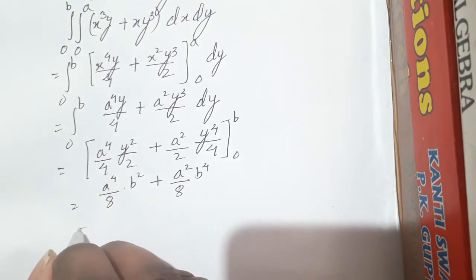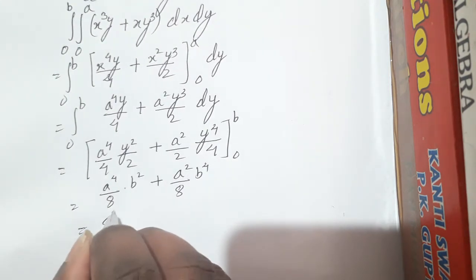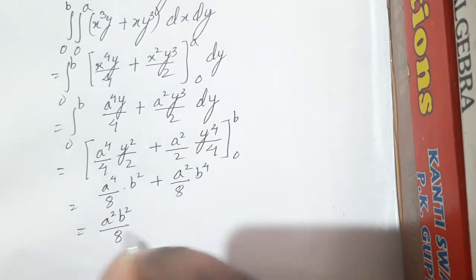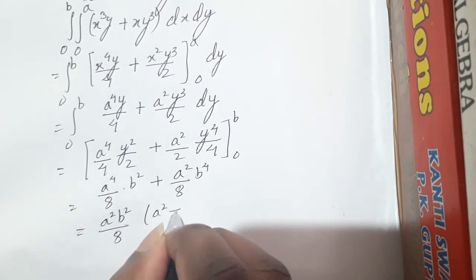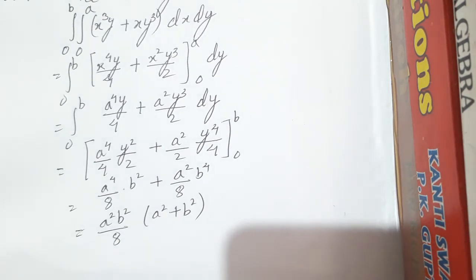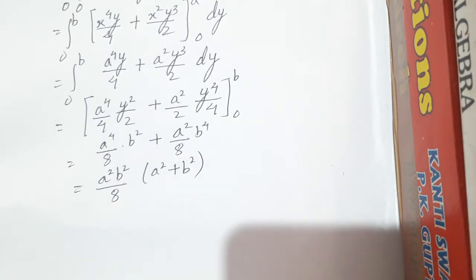So from here, what can we take common? We can take common a²b²/8. So we are left with a² + b². So that is the value of the integration.